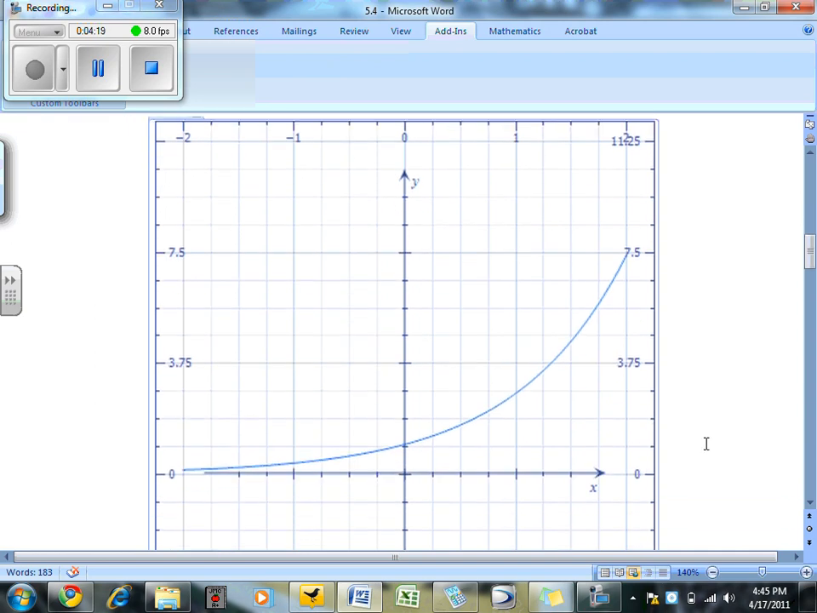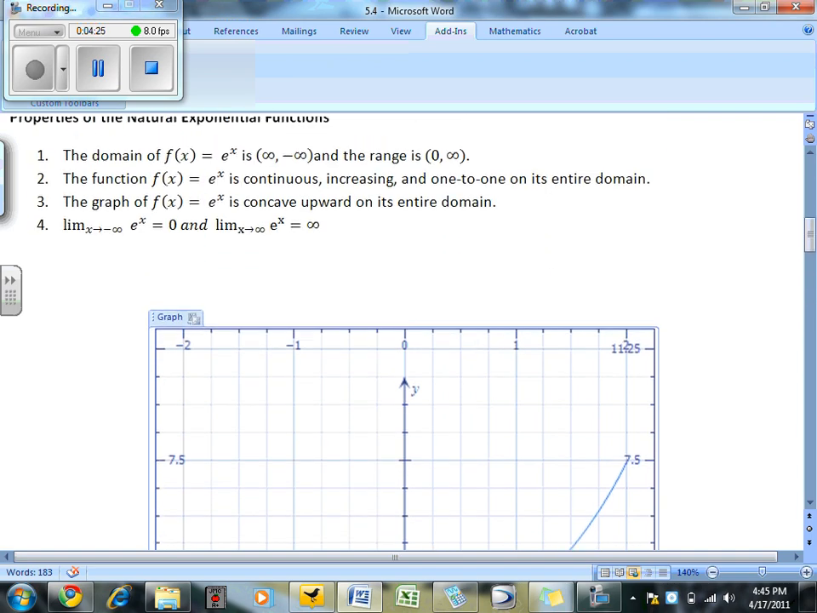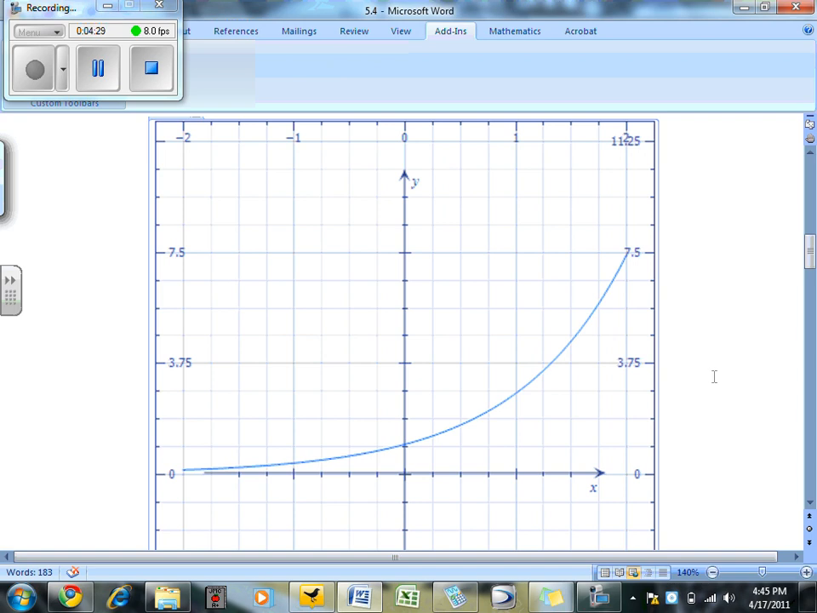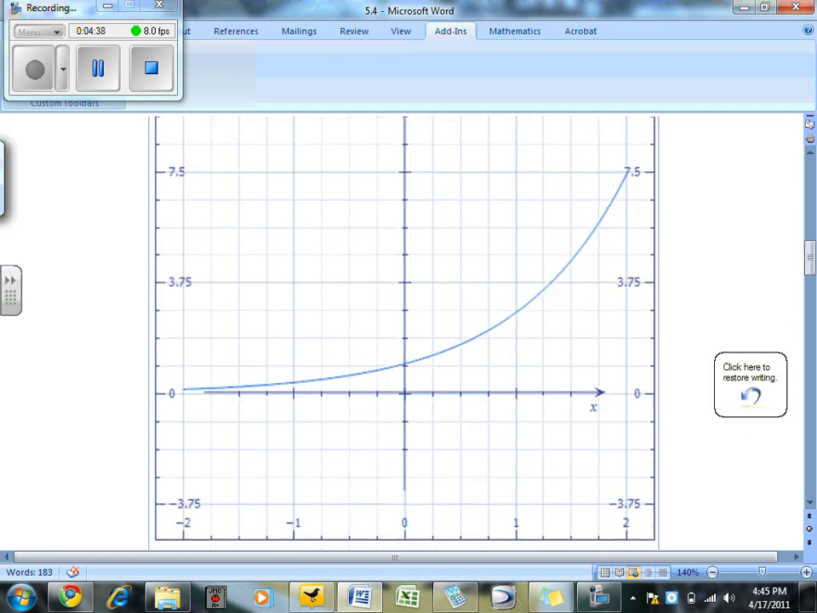As we get farther and farther in the positive direction, y is just going to continue to get bigger and bigger and bigger. All right. Also notice that e to the 0 power, so when x is 0, that's 1, because anything to the 0 power is 1. That still holds true. Okay.